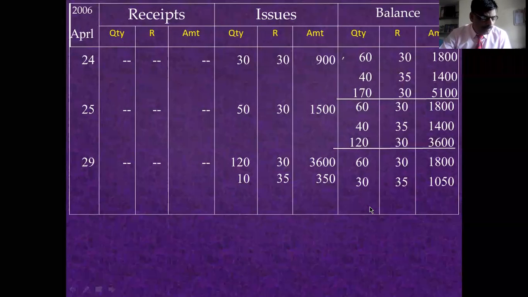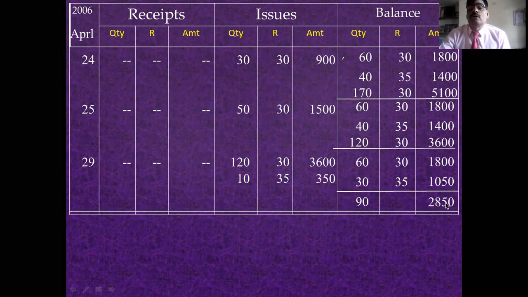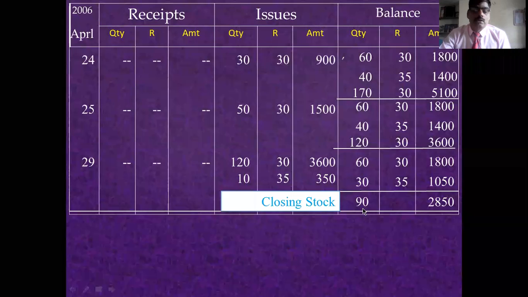Okay. Problem completed. So you take the total of the quantity, and quantity is 90 units, amount is 2850. This is the closing stock. This is the value of closing stock, 90 units.